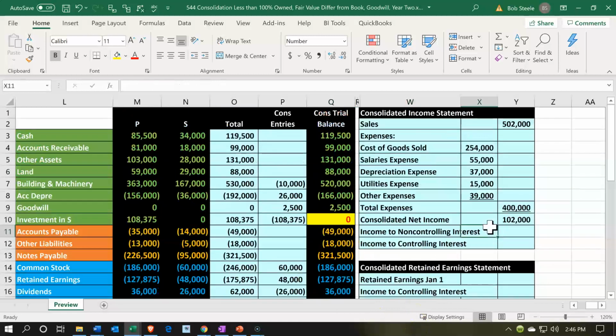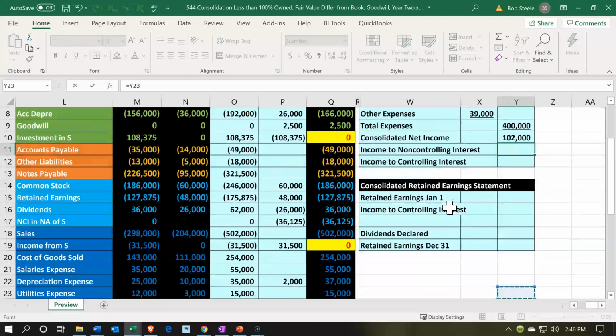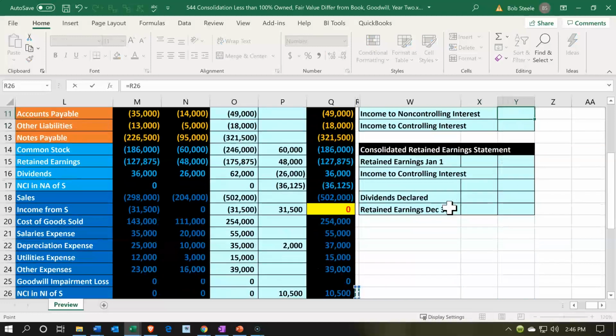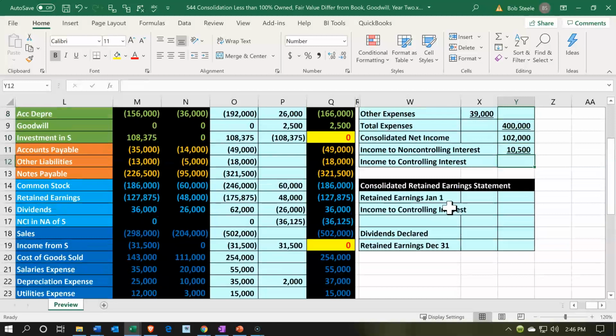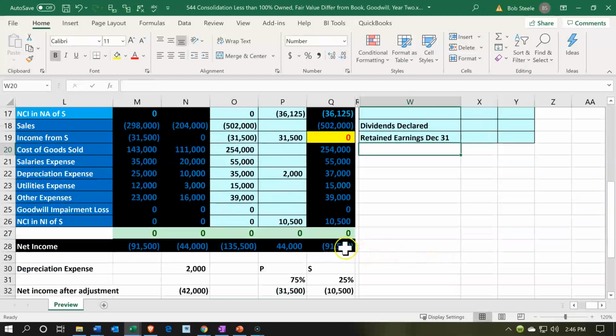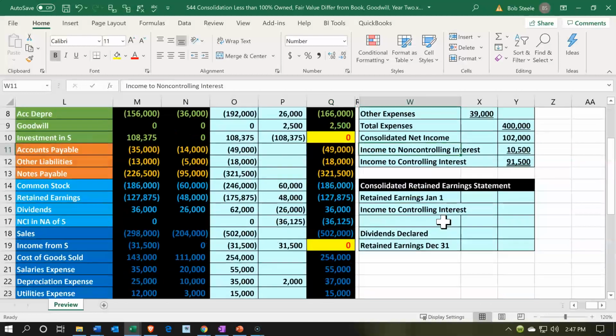Then we're going to be adding to that the income to non-controlling interest, which acts kind of like an expense, but we're going to break it out in that little subcategory, the 10,5. And then if we took this 102 minus the 10.5, we get to the 91.5, which is being reflected down here on our trial balance because we broke this amount out as kind of like an expense. All right, so then we're going to go to the consolidated retained earnings.